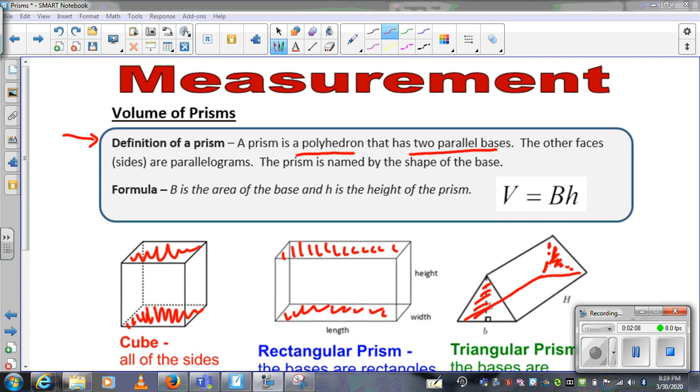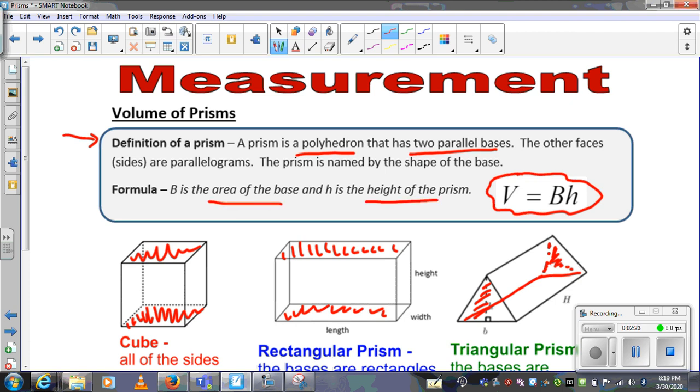Okay, and when we're finding the volume, there's this lovely formula that we are going to use. Its volume is equal to big B times H. Big B actually stands for area of the base, and H stands for the height of the prism.